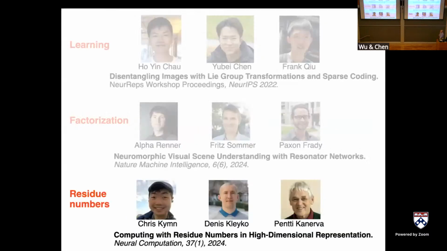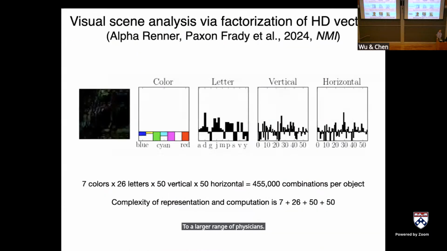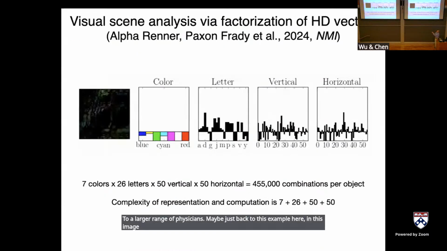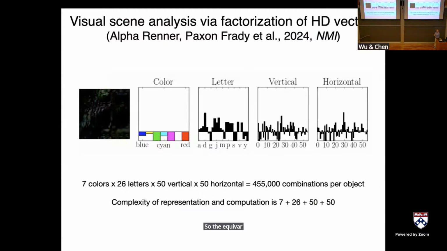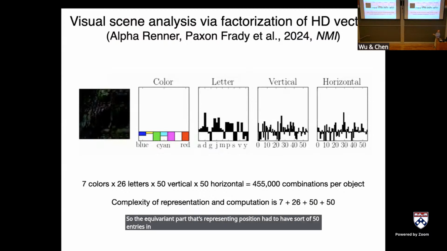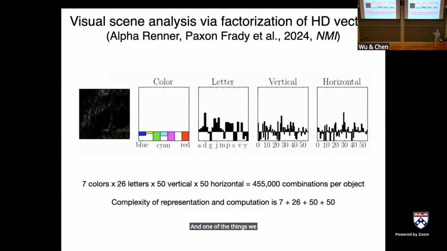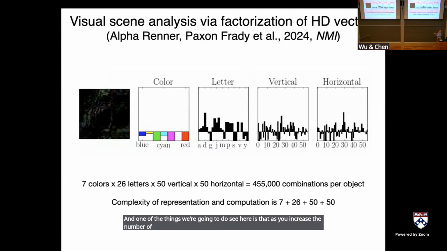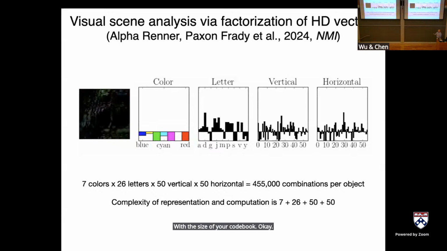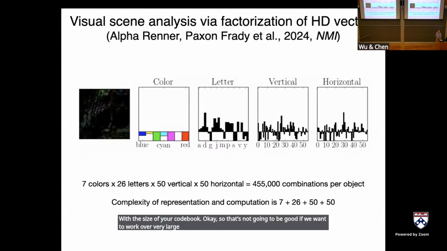Okay, so one last thing then I want to turn to is how to scale this up to a larger range of positions. So maybe just back to this example here. In this image, it was a 50 by 50 image. So the equivariant part that's representing position had to have sort of 50 entries in that matrix for the horizontal and 50 for the vertical dimension. And one of the things we'll see here is that as you increase the number of positions that you want to represent, the number of objects or whatever, the dimensionality is going to scale linearly with the size of your code book. Okay, so that's not going to be good if we want to work over very large dynamic ranges of position.